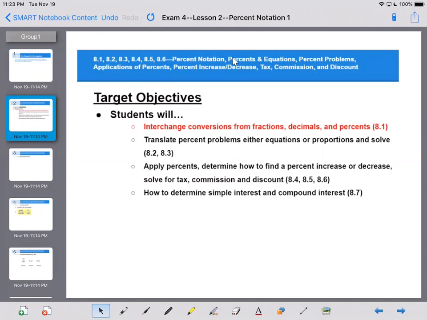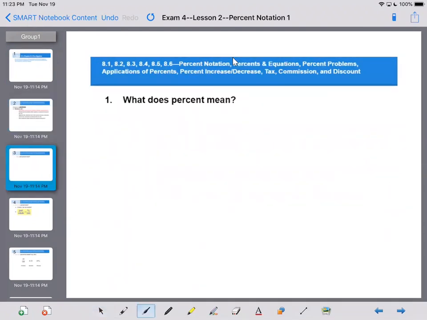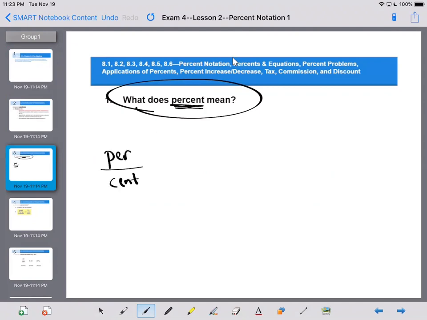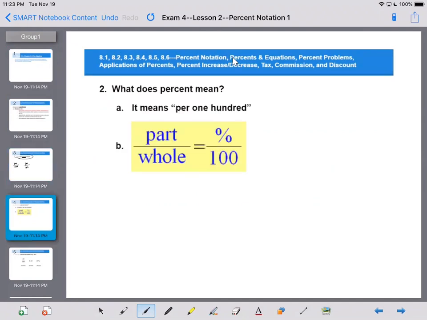So to begin, what does percent mean? Okay. So when you're thinking of the word percent, we're meaning per 100. Okay, so when we think about an equation, we're thinking about the percentage is per 100, which would be a part out of a whole. And any type of fraction that we want to compare, we can always make it out of 100.